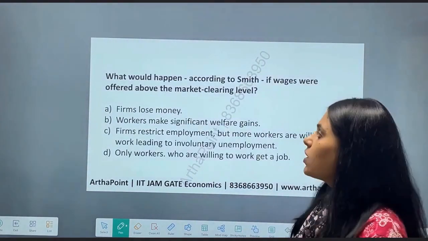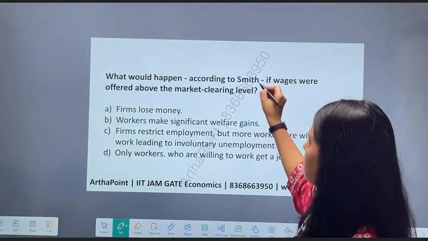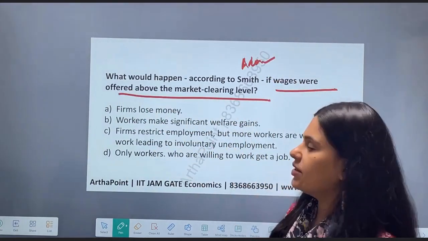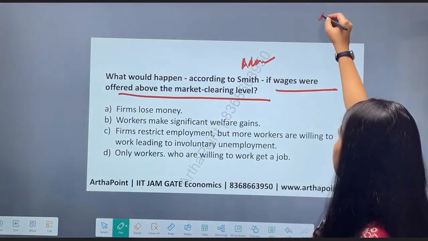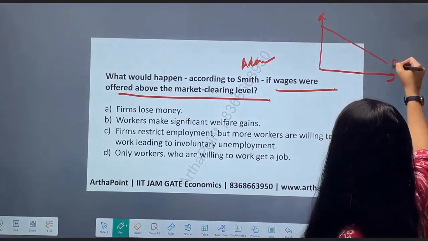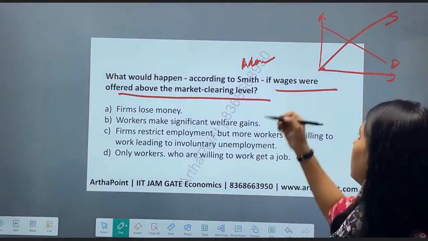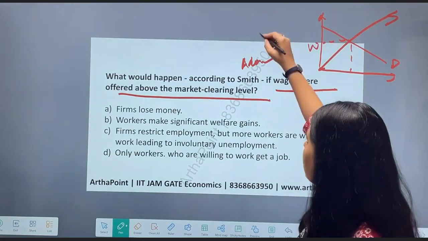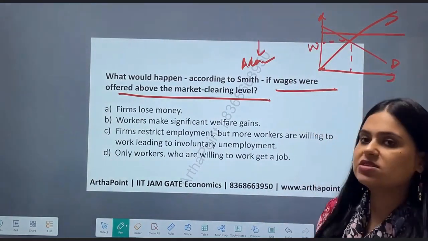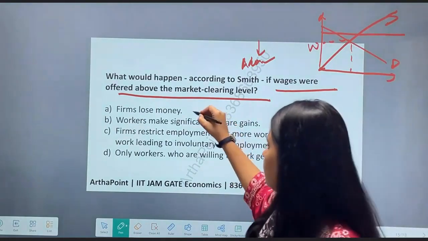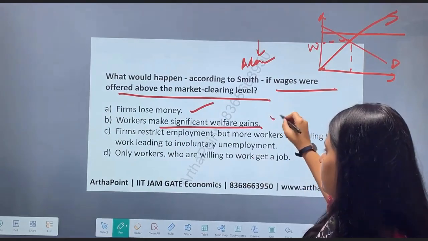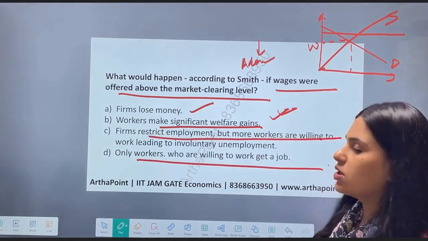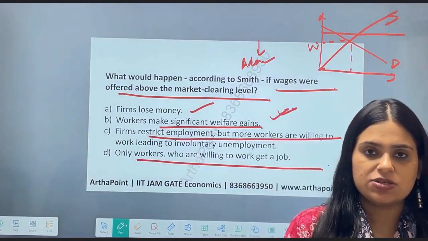Last question for the day. What would happen according to Adam Smith, if wages were offered above the market clearing level? So you have demand and supply of labor, you have a particular wage at which it is clearing, and now I am asking what happens if wages are above this market clearing level. Try to read. Firms lose money, workers make welfare gain, firms restrict employment, only workers who are willing to work get a job. Try to answer it, then I will answer it. Go ahead.